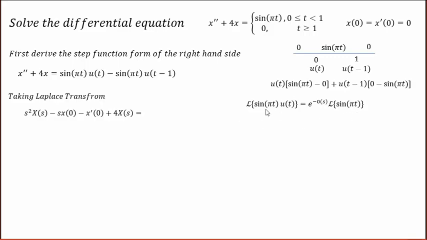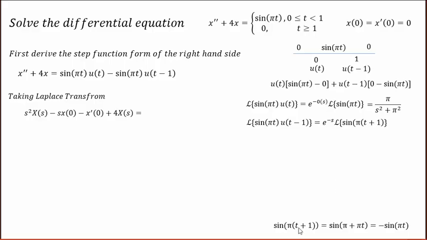So the first one you have sin(πt)u(t) and c is 0 here, that's why e to the negative 0 times s. Laplace transform of sin(πt) is replaced by t + 0. And that one is giving me now π/(s² + π²). And then the second one we have u(t − 1), so c is 1, so e^(−s). Laplace transform of now sin(πt), this t will be replaced by t + 1 because c is 1. So we have sin(π(t + 1)).